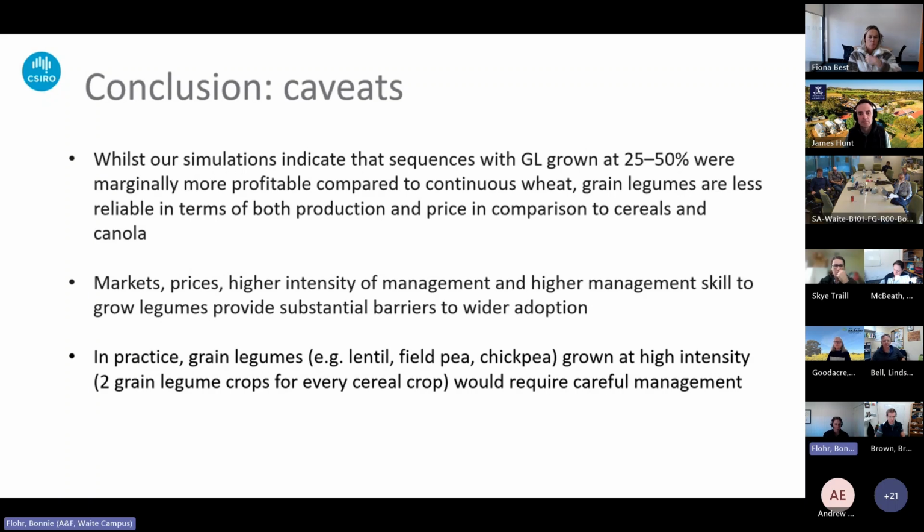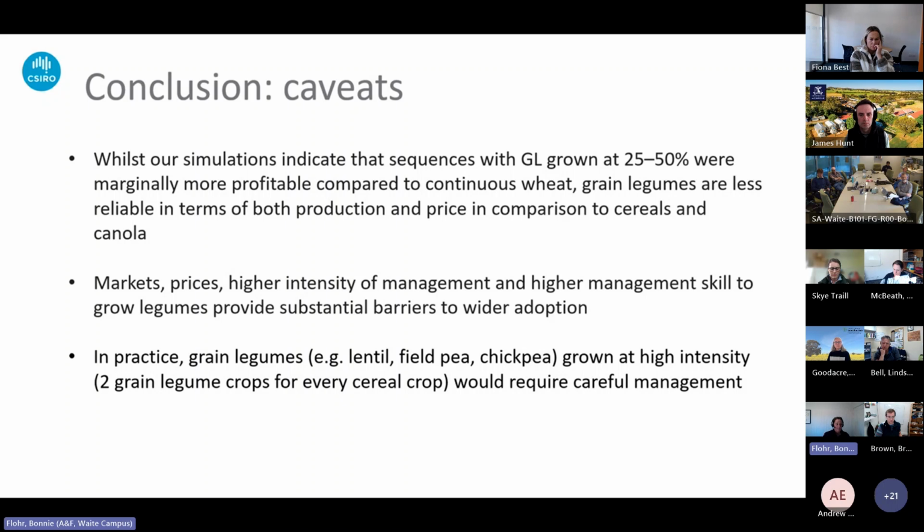So I have another conclusion slide with some caveats, because I have a healthy dose of skepticism too, so I made this slide. But there are practical things to think about when applying the key messages from this paper. While our simulations indicate that sequences with grain legumes growing at 20 to 50% were marginally more profitable compared to continuous wheat, grain legumes are less reliable in terms of production and price in comparison to cereals and canola.